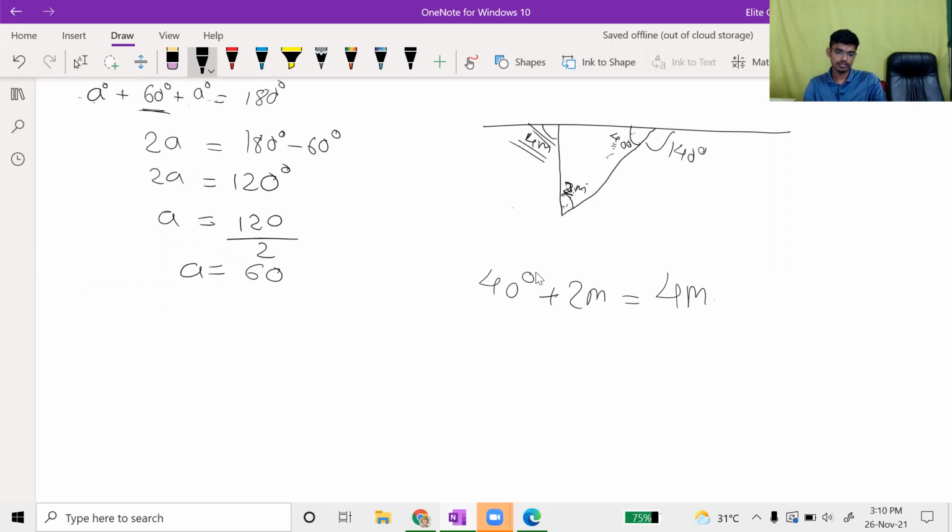Okay, sir. So what will we do? We will take the variable term at one side. We have to take the variable term at the other side. Like if it is 40 degree equal to 4m plus 2m, then what will we do with this plus 2m? It will become minus 2m. So 40 degree is equal to 4m minus 2m. How much? 2m.